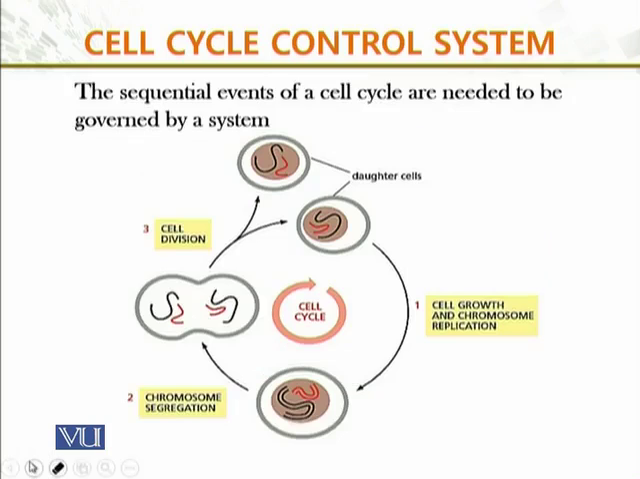Now, the cell control system: the sequential events of a cell cycle need to be governed by a system where, for example, in this cartoon, we have discussed that cell growth occurs first, and then chromosome segregation occurs, and then cell division occurs, and another daughter cell is produced.